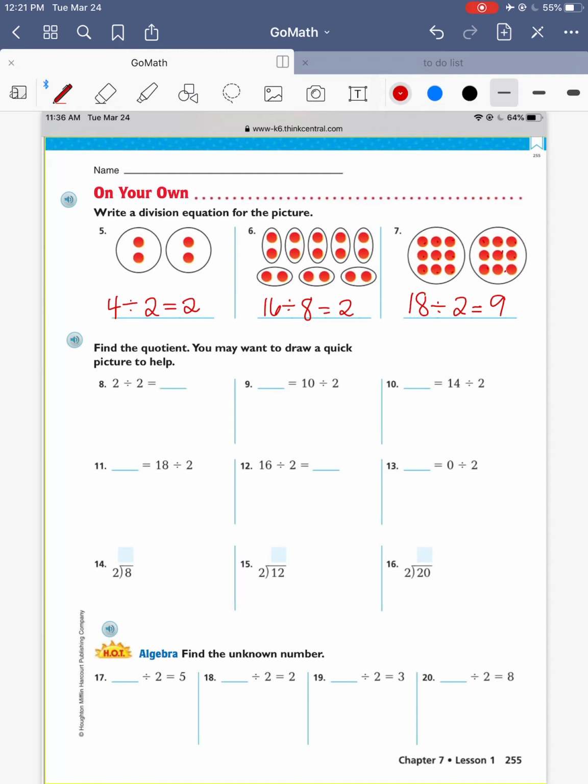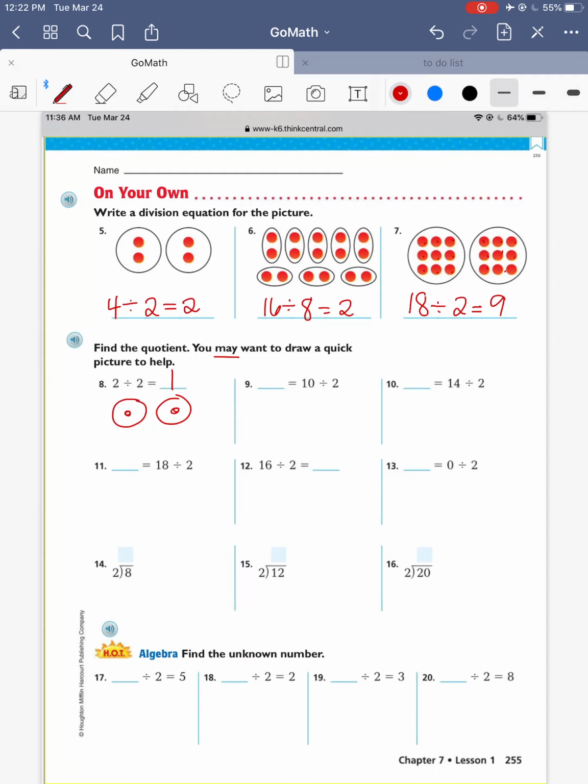Find the quotient for numbers 8 through 16. You may want to draw a quick picture to help. So it says may, which means I can't make you do it. It's only if you want to. So 2 groups of 2 counters. 2 divided by 2 is 1.